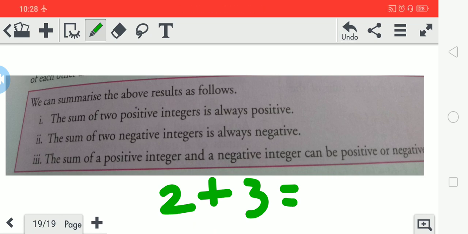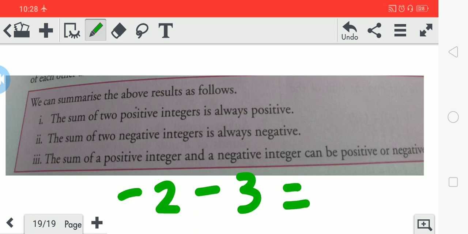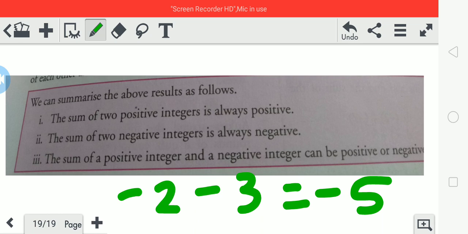Now the second rule. The second rule is: the sum of two negative integers is always negative. Let's take two negative integers, minus 2 and minus 3. Add the integers 2 and 3, that is 5, and the common sign is negative, because both numbers have the negative sign, so you have to put a negative sign here. So see, the sum of two negative integers is always negative. Here minus 2 and minus 3 are both negative, and the answer is also negative. Clear?